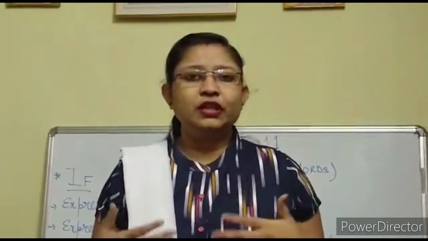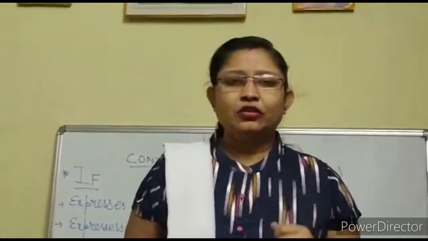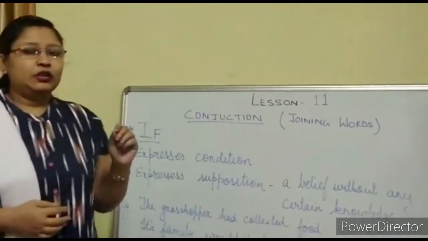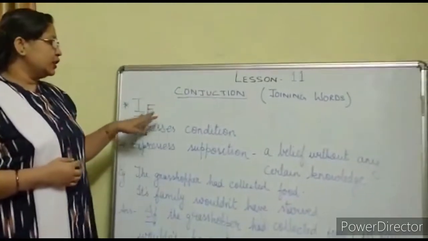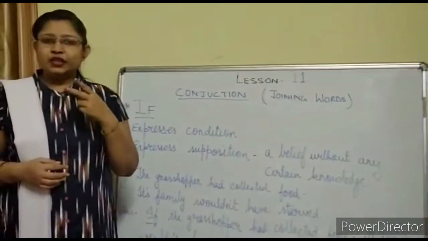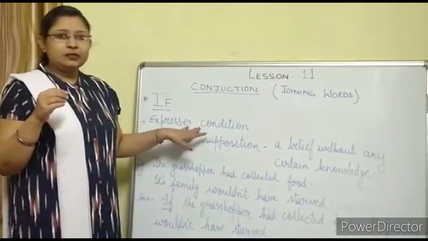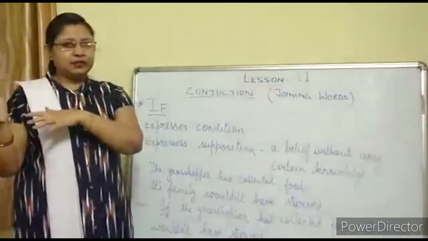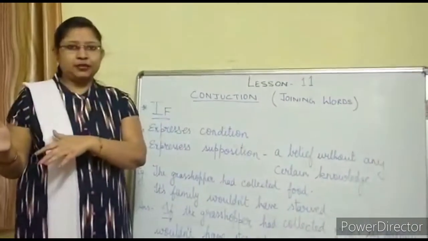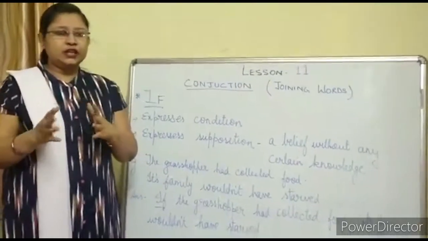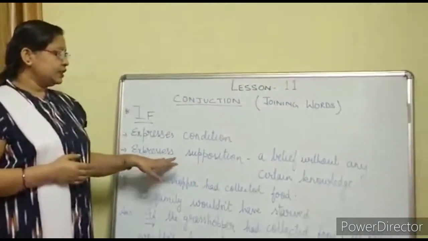The last conjunction which you will study today is if. Where do we use if? We use if to show condition or supposition. Have a look at the board now, students. The last topic for today is the conjunction if. There are two places where we use if. The first one, it expresses a condition. Condition means if this happens, then the next thing will happen. So it is a condition. And the second, it expresses supposition.